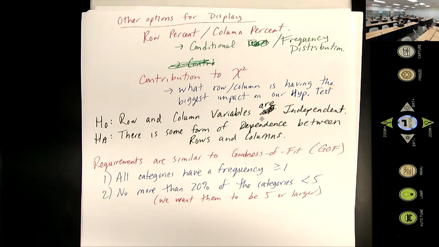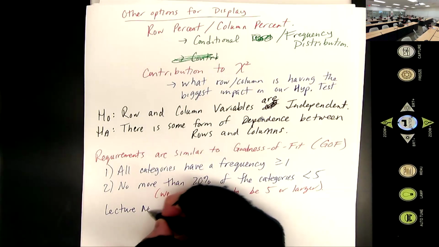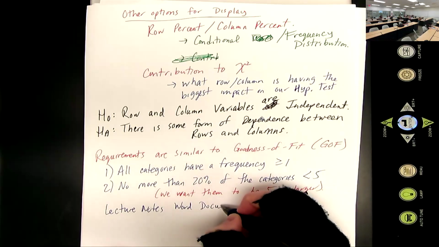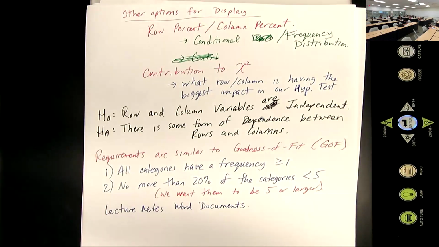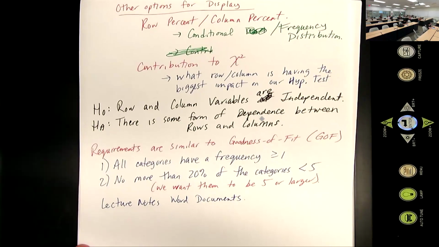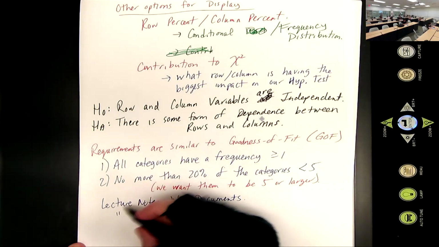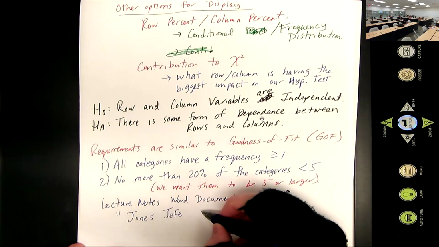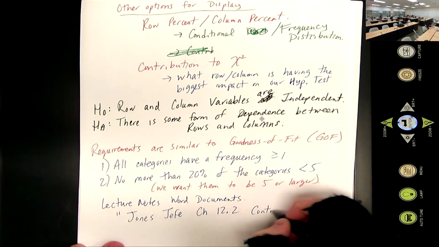The examples I'm gonna do are from the lecture notes Word document. I actually have all the data loaded into a StatCrunch table. So if you're using your laptop here and you actually wanna work with this data at the same time, the file is saved under Jones, Pepe, Chapter 12.2 contingency table.